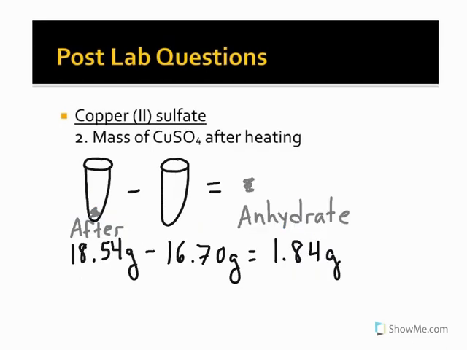The second step asks you to calculate the mass of the copper 2 sulfate after heating, so the mass of the anhydrous salt. So you have the mass of the test tube and the anhydrite afterwards. Subtract the mass of the empty test tube, and that will give you the mass of the anhydrite that was left at the bottom of the test tube. So in my case here, I had a mass of anhydrite of 1.84 grams.